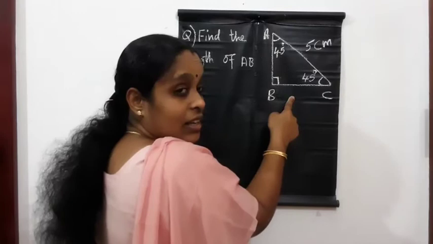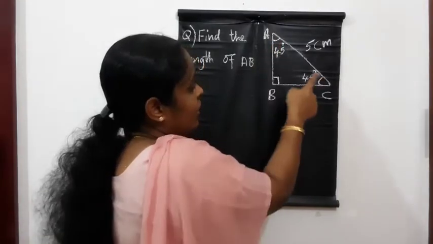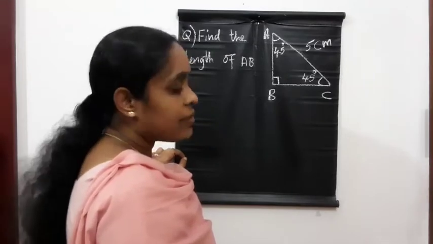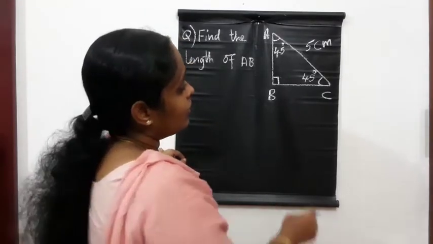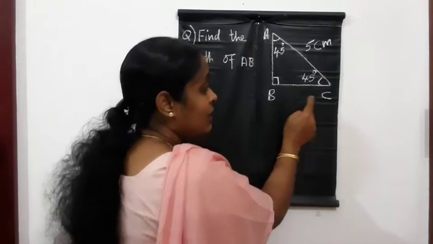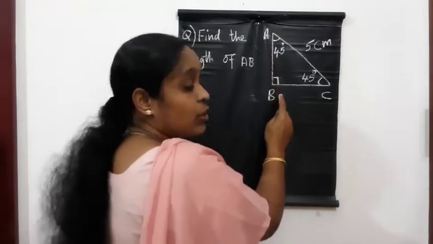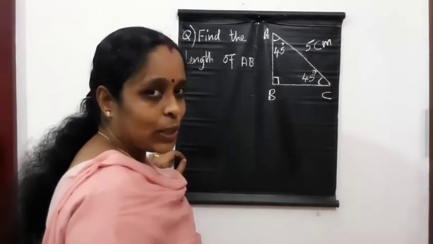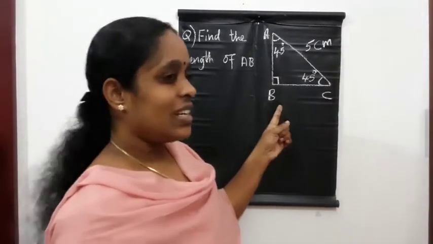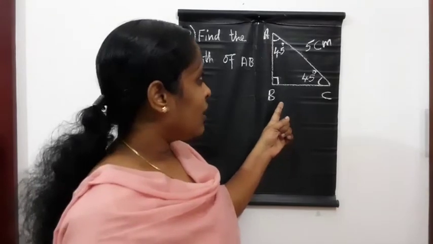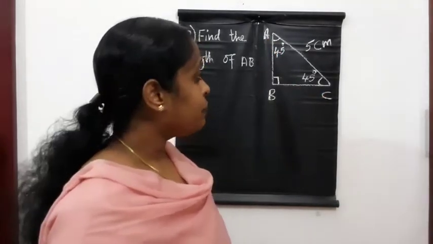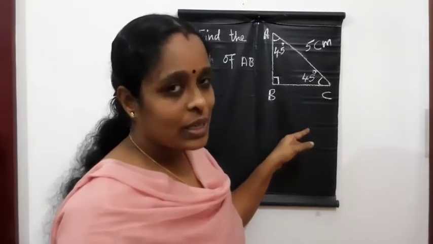Here it is given the length of AC as 5 centimeter, and if we know this length we can calculate. If we know the length of BC, we can calculate AB by using Pythagoras theorem. Here it is given the length of AC only, so here we can't use Pythagoras theorem directly.